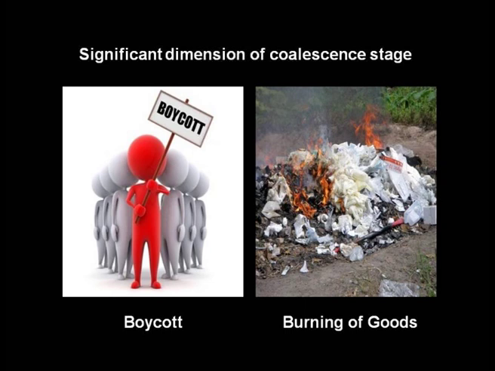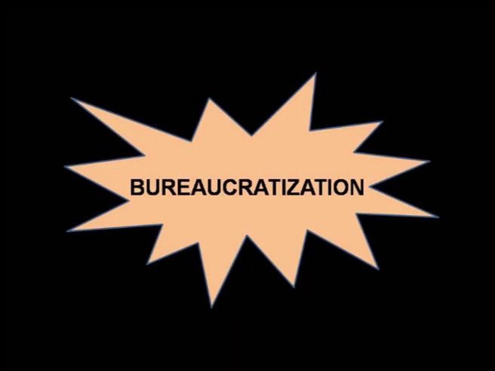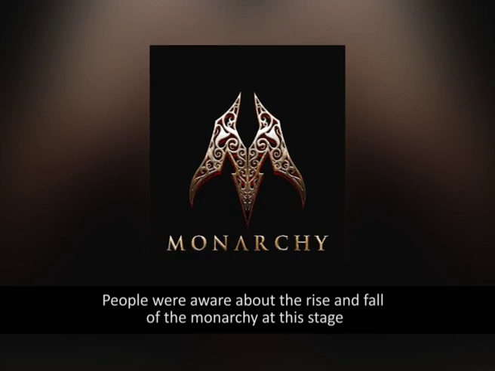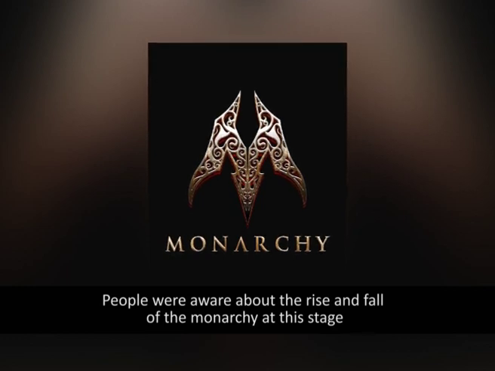This social movement was by the people, of the people, for the people. This era not only changed the world but also even divided the world. Boycotting and burning the goods and products was the significant dimension of the coalescence stage. Bureaucratization. The stage formally created complete awareness among the people about the uprising and downfall of the monarchy. The sweetness of success happened during this stage.